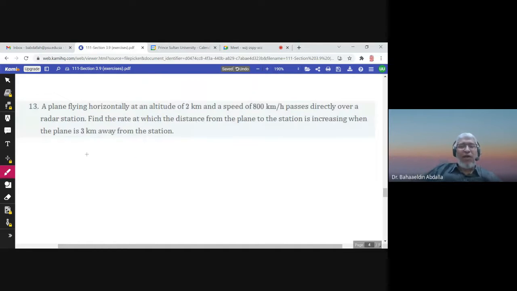A plane flying horizontally at an altitude of 2 kilometers and a speed of 800 kilometers per hour. So if the plane is flying here, so this distance, if we call this distance x, the distance that the plane is moving, then dx by dt is 800 kilometers per hour.